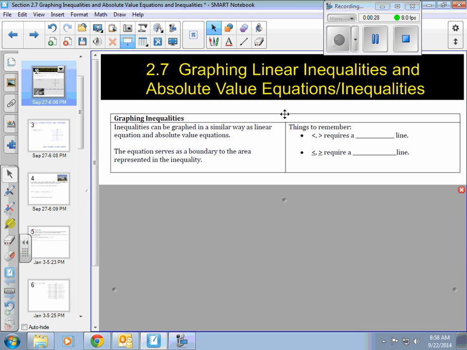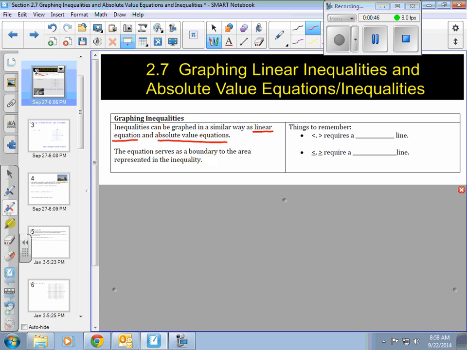Inequalities can be graphed in similar ways as linear equations and absolute value equations. So you're going to do it exactly like you would do a linear equation and absolute value. The only difference is that you're going to be shading. The equation serves as a boundary to the area represented in the inequality.